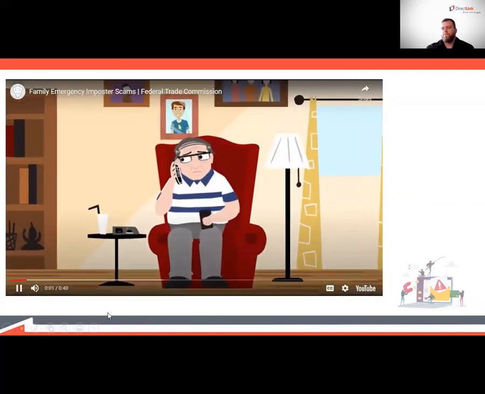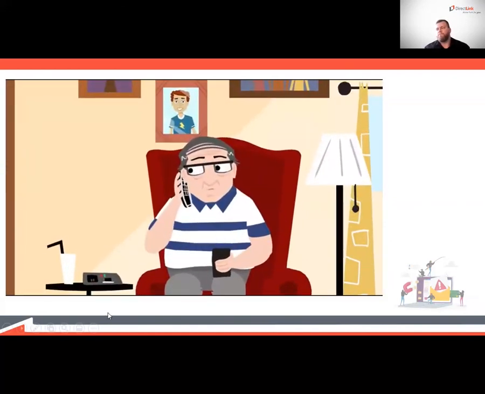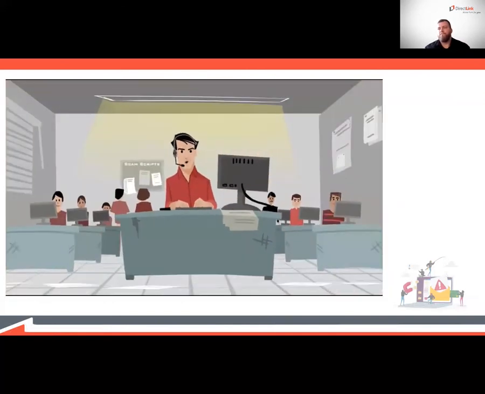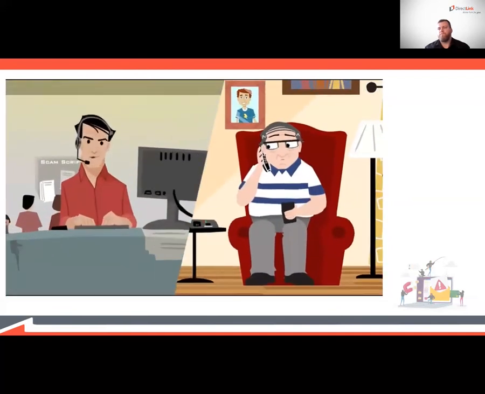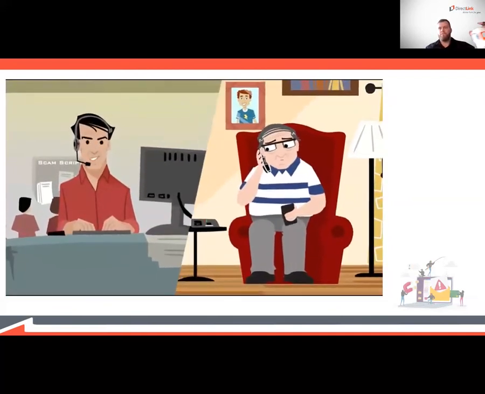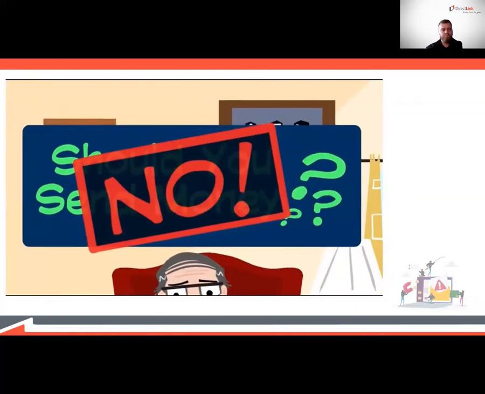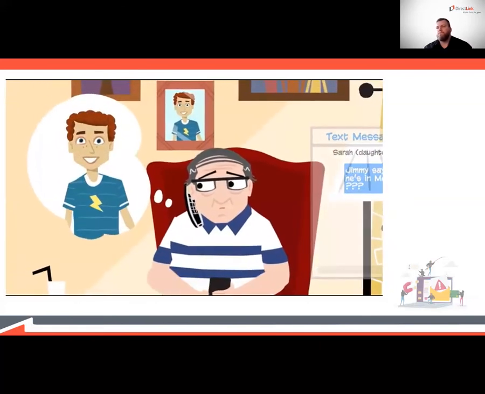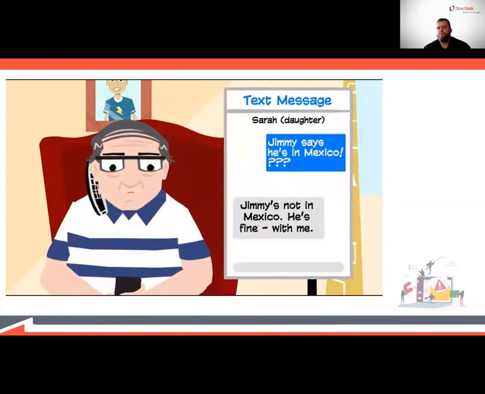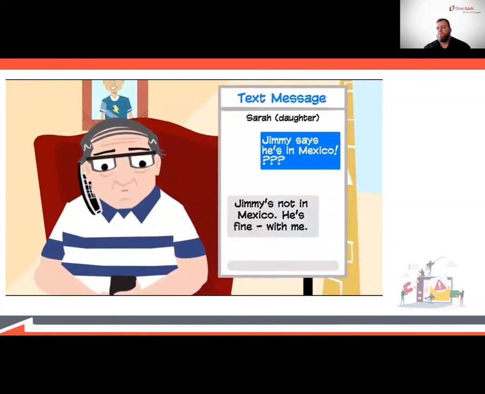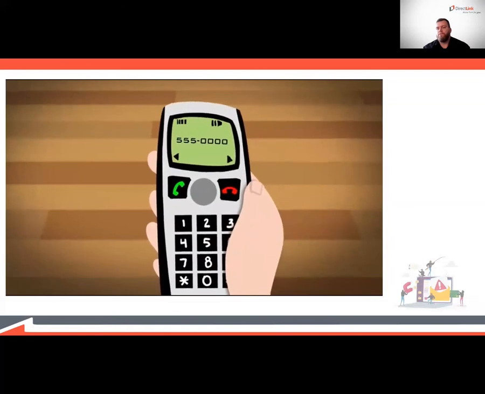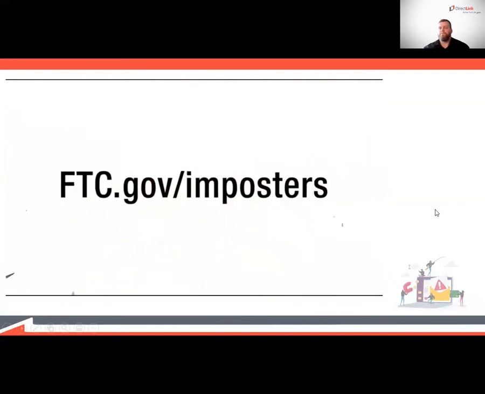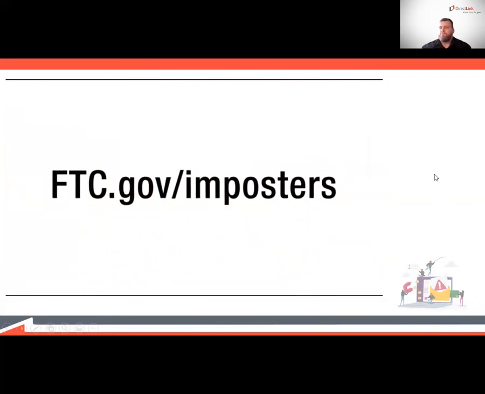Granddad, it's me. An accident in Mexico. I'm in jail. Jimmy, is that you? Yeah, it's Jimmy. I need money for bail right now. In jail? You need to send money right now. Please don't tell anyone. Scammers are tricky and can pretend to be anybody in any situation. They seem like the real deal. They play on your fears. The goal? To get you to act fast. Check out if they really are who they say they are, even if they sound like a loved one. Heard from an imposter? Report it at ftc.gov/imposters.